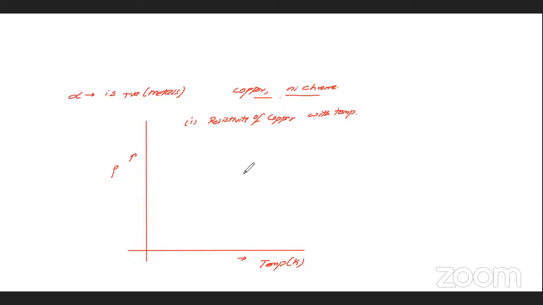Let's see the cases. I'll raise the temperature, varying it continuously from zero. For copper, it will be increasing actually. When the temperature is raised continuously, its resistivity increases. This is your graph for copper.